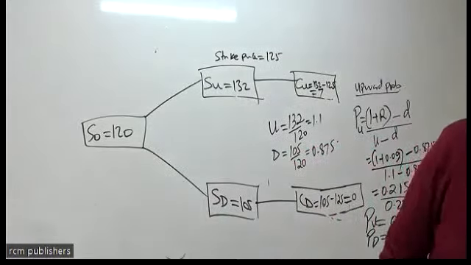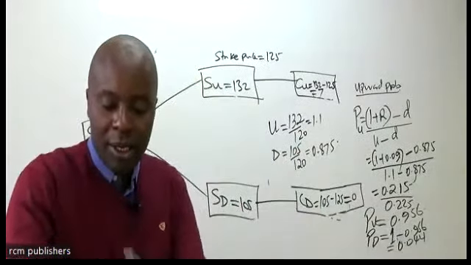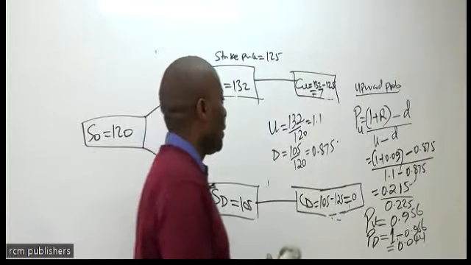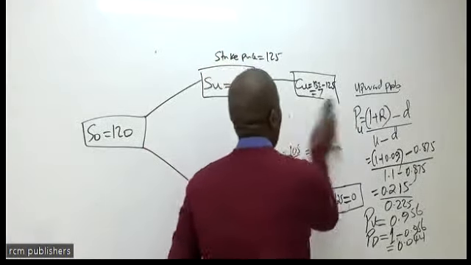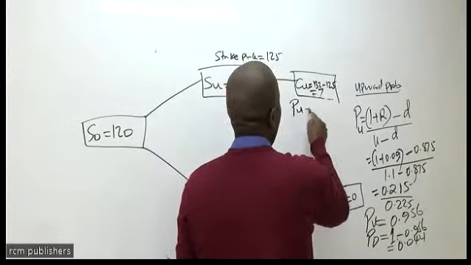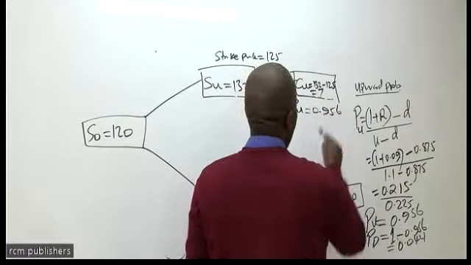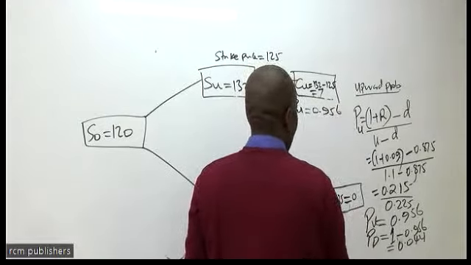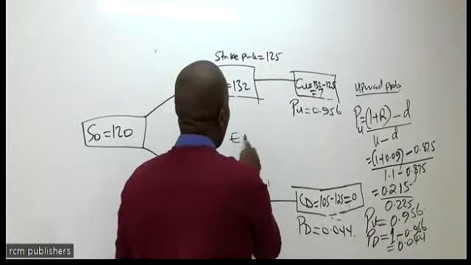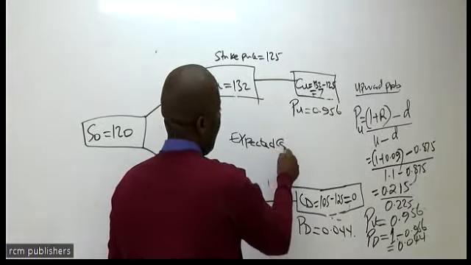This is so interesting because this is what I'll come and put here. My probability of upward, I'm being told it is 0.956. My probability of downward is 0.044. From there, I'll come and talk about the expected call value.